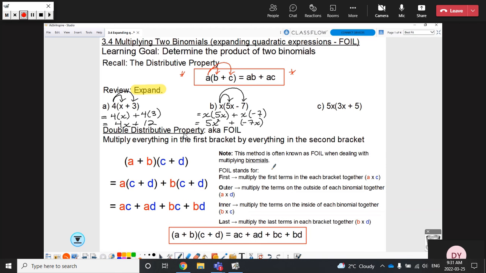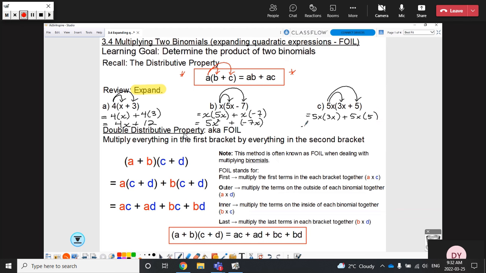Yeah. Okay, this last one here, we kind of ramp it up a little bit each time. So this one had a number out front, this one had a variable out front, and this one is a whole term out front. So, I did not do that. Okay. So we're going to go 5x times 3x, and then 5x times 5. So 5x times 3x plus 5x times 5.